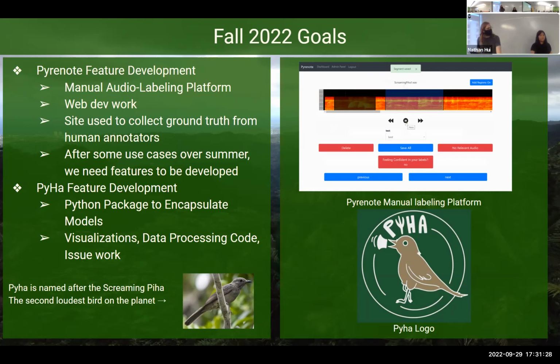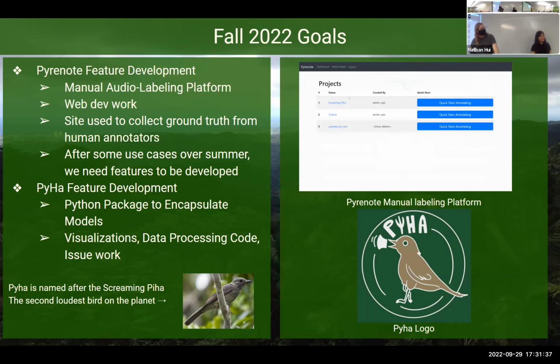Yeah, and fun fact, the PIHA is named after the screaming piha, which is the second loudest bird on the planet and something we just adopted as a mascot for the project.